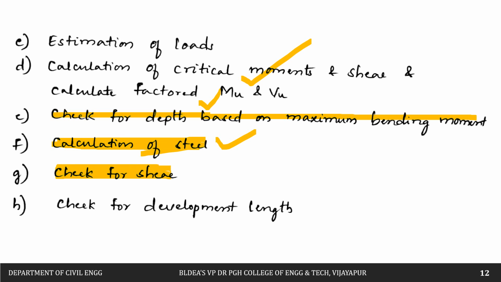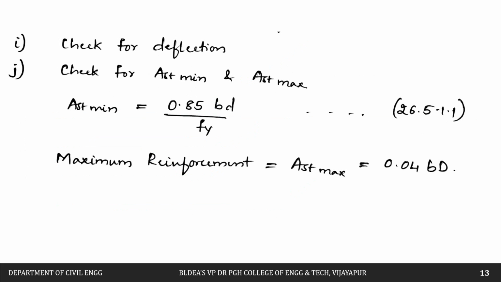In the earlier classes we have seen the check for shear, so the same thing we are going to check for the beams. Then next, another check is that we are going to check for the development length. This also we have already seen, and the same thing we are going to do further. Then next, we are going to check for the deflection criteria also.